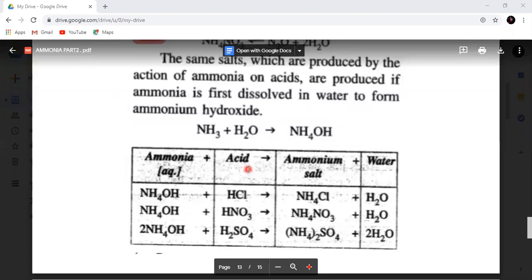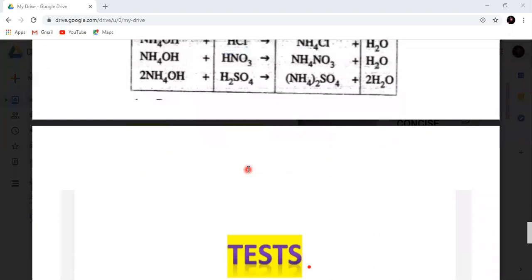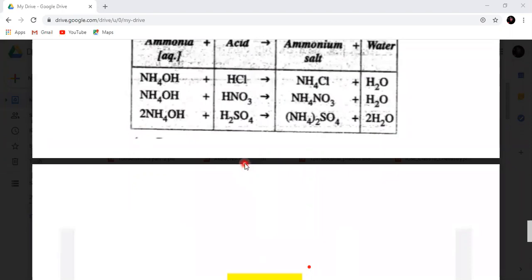After completion of these reactions, our chemical properties are over. You have to learn it by writing all the reactions and learn the observations also, because these observations are very, very important. Mostly in the exams, two types of questions are coming. One is to complete the equation, and second, what do you observe?